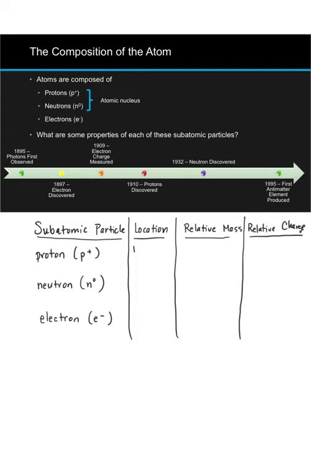Protons are located at the atomic nucleus. Neutrons are as well. Electrons exist in orbit around the nucleus, in things that are well described as clouds.